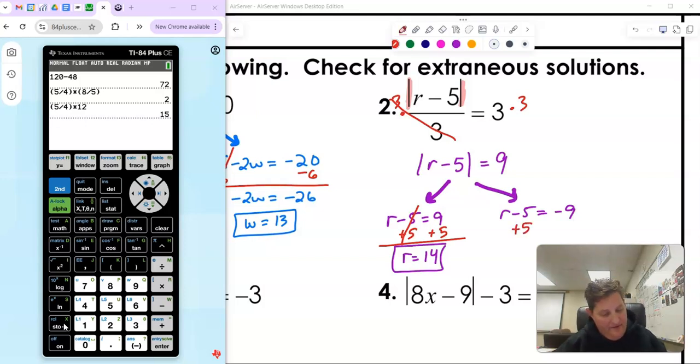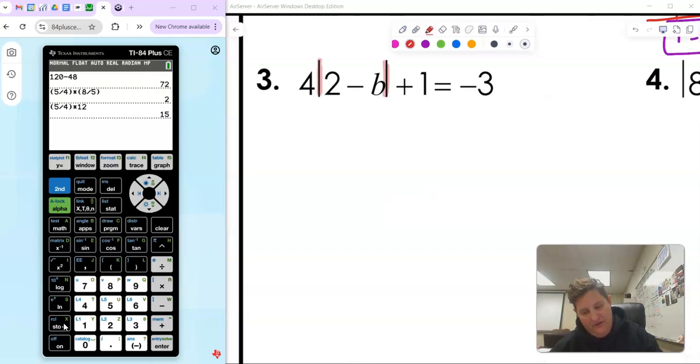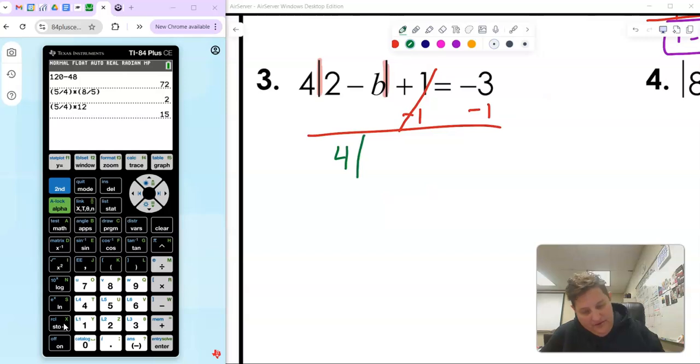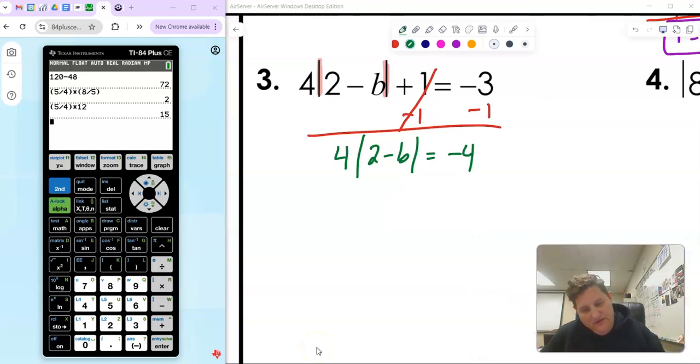And when I add 5 over to this one, I get negative 4. Okay? All right. Good deal. Let's try this. Again, let's get the absolute value bars by itself first. Okay, when I subtract 1, all right, I have 4 parentheses 2 minus b equals negative 4. Okay, divide both sides by 4. I get the absolute value of 2 minus b equals negative 1.